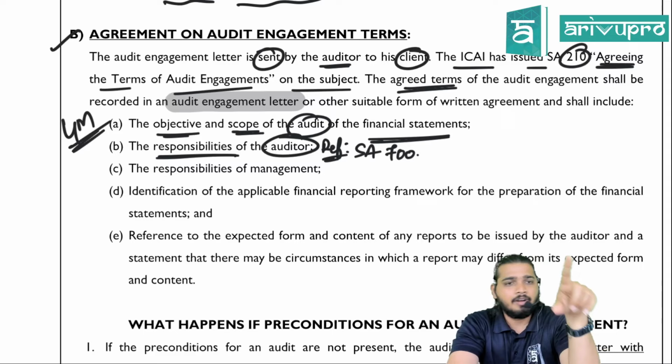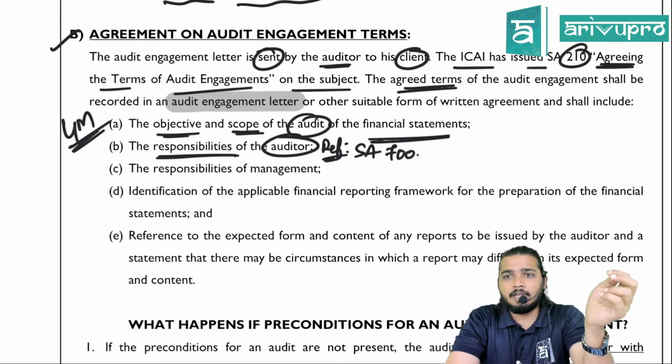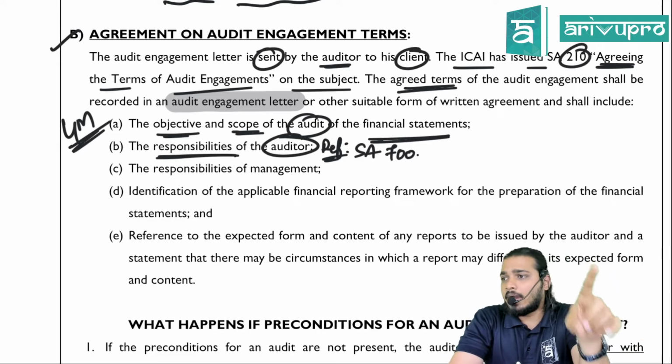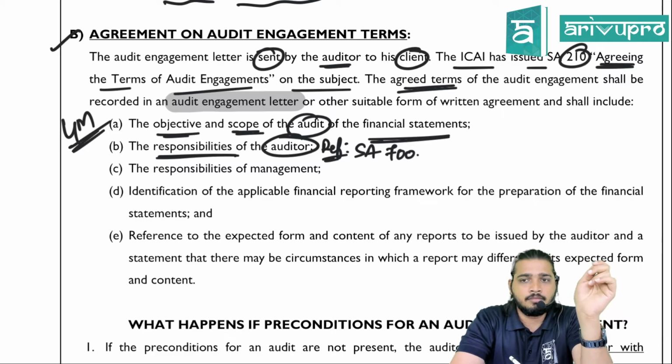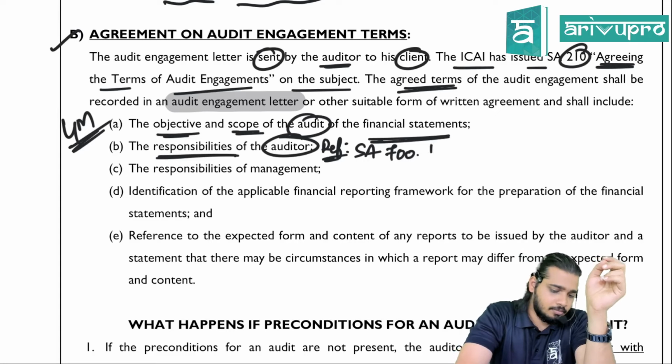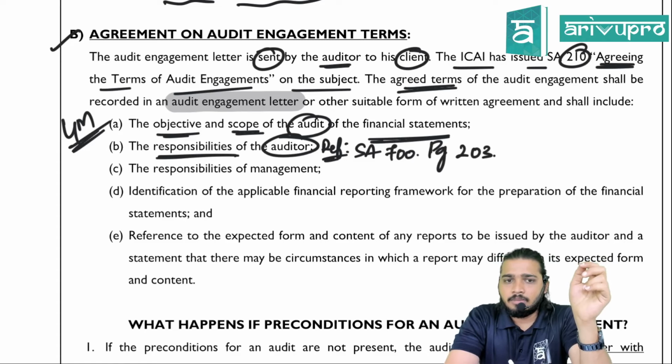SA 700, are you there? Page number 198. Now flip there. Contents of audit report will be there. In that, find the point auditor's responsibilities. Page number 203. Point number 8.